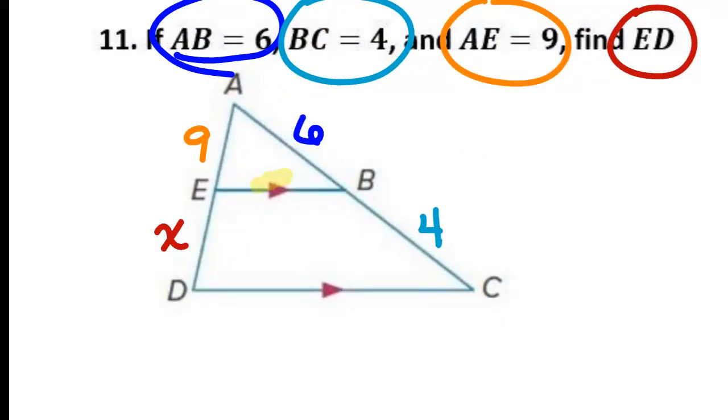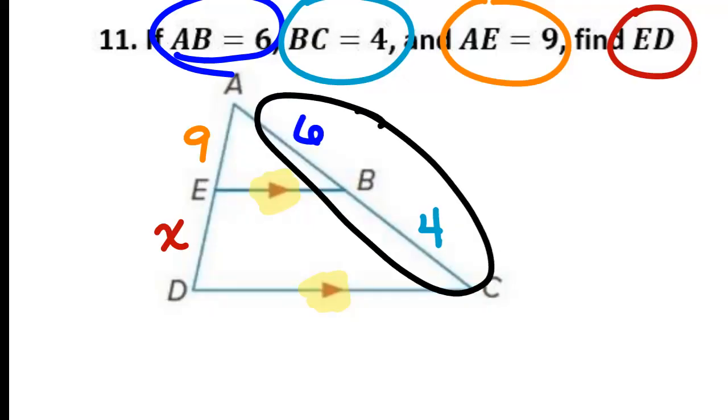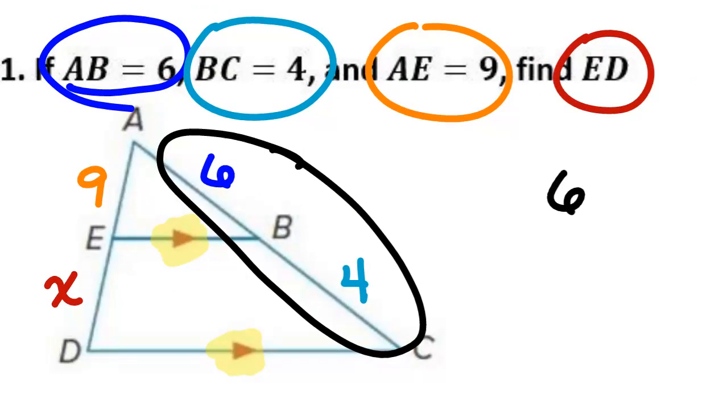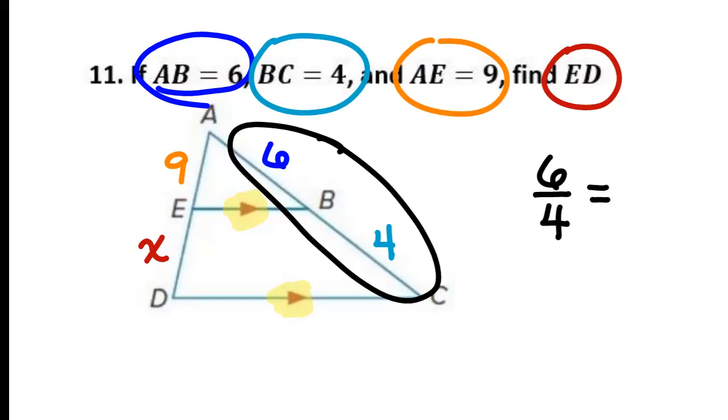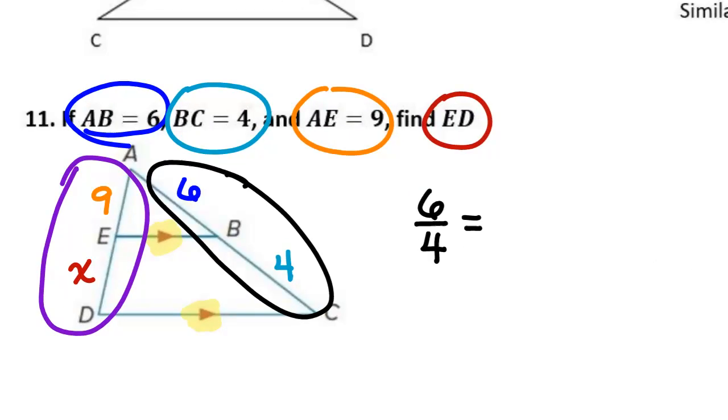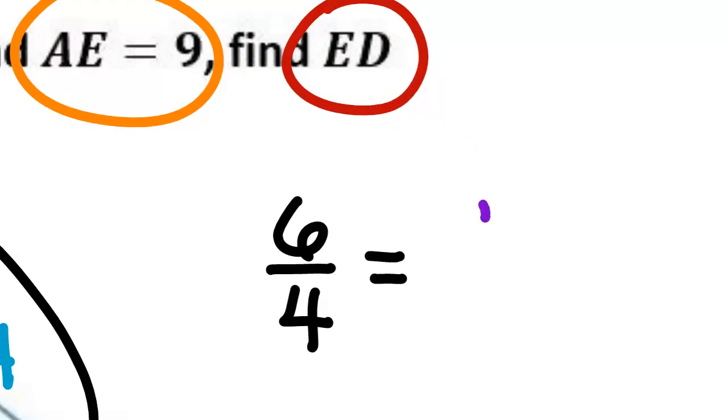When I have these parallel lines right here in my triangle, this creates proportions. So I'm going to look at this side over here, and I'm going to make a proportion out of that, 6 over 4. We're going to set that equal to, and then I look at this side over here, and I create a proportion in the same way. Since I put 6 on top of the other proportion, what has to go on top of this one? Yes, 9 over x.